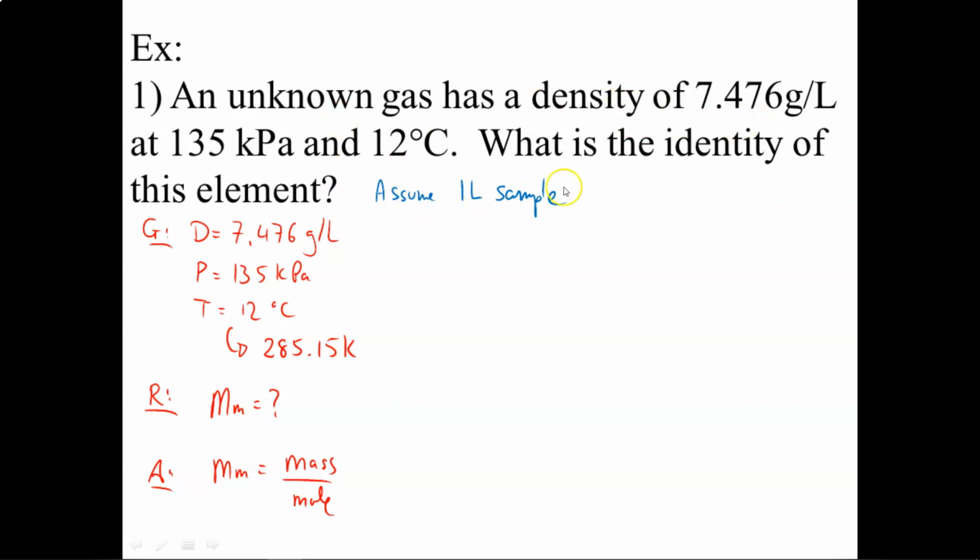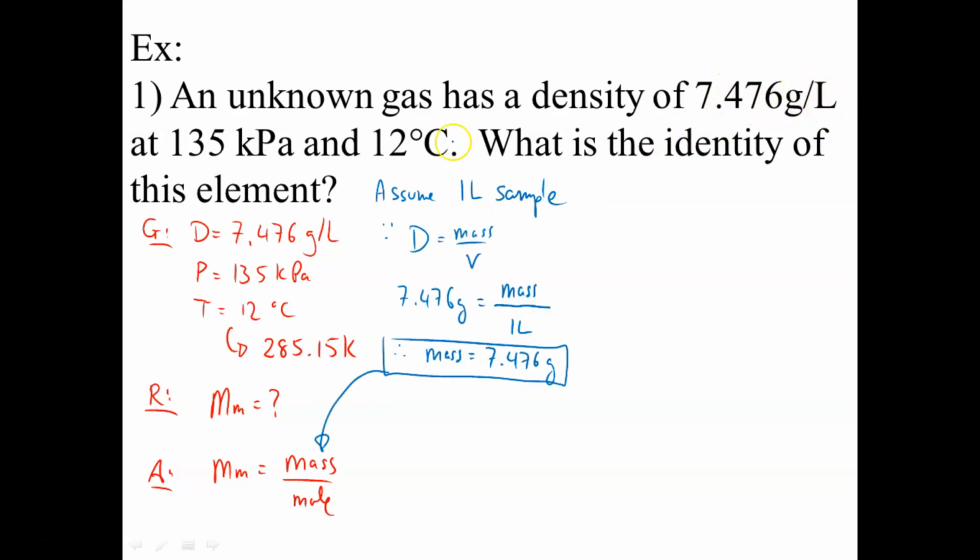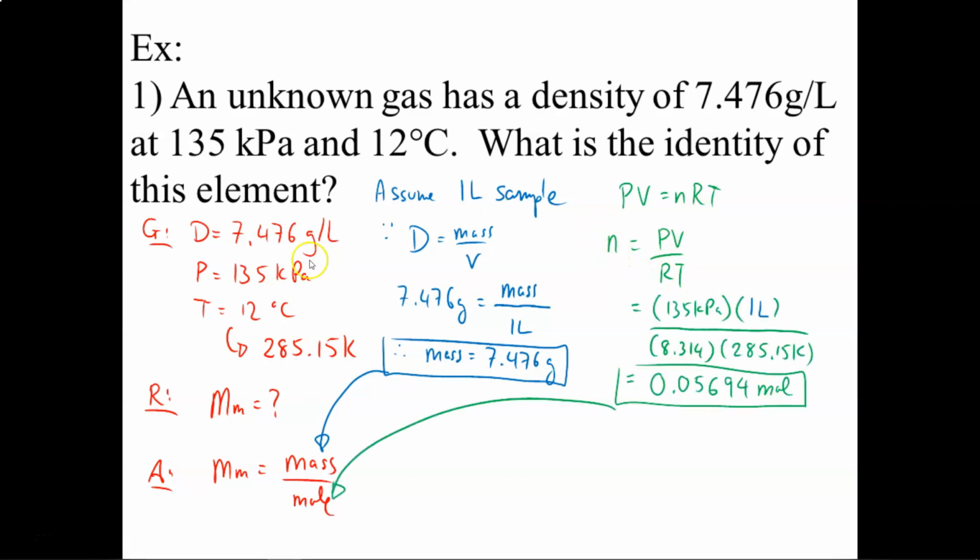I chose 1 liter because the density is 7.476 grams per liter. Since density is equal to mass divided by volume, plugging in the density and my assumed volume, I now have a mass of 7.476 grams, which I can then plug in over here. So now all I have to do is solve for mole. For that, I use the ideal gas law. Rearranging it, I get n is equal to PV over RT, so remember n represents moles. I can now substitute the values in. Notice, however, for volume, I chose a 1 liter sample, I must plug that one in.